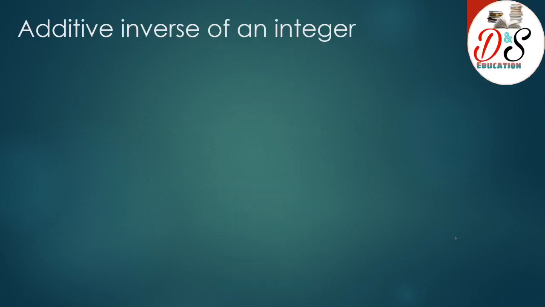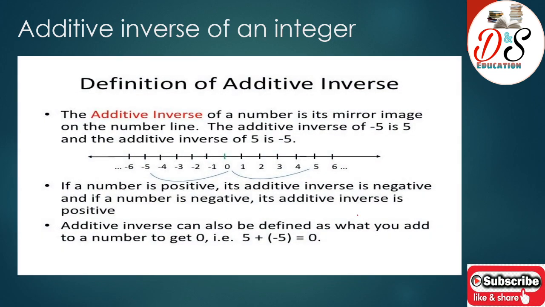To know about subtraction of integers, first we have to know about the additive inverse of an integer. So what is the additive inverse of an integer? The additive inverse of a number, since we are talking about integers, is its mirror image on the number line. On the number line, the additive inverse of minus 5 is 5 and the additive inverse of 5 is minus 5. Okay, what does this mean?